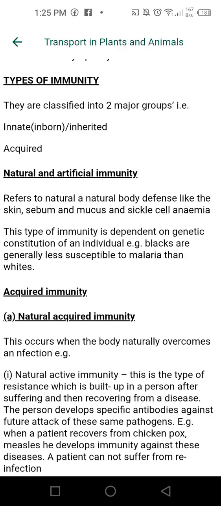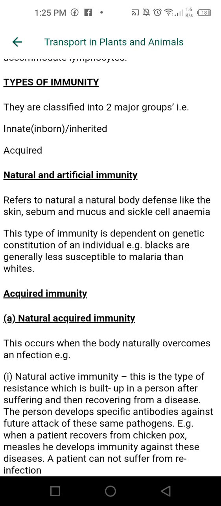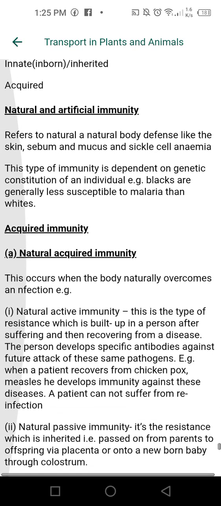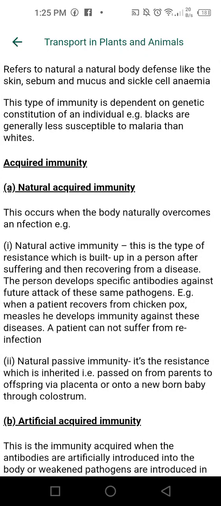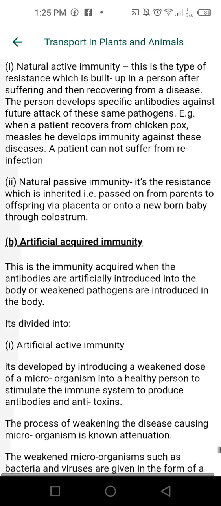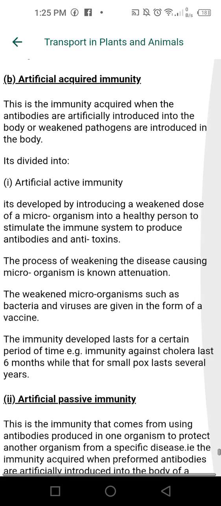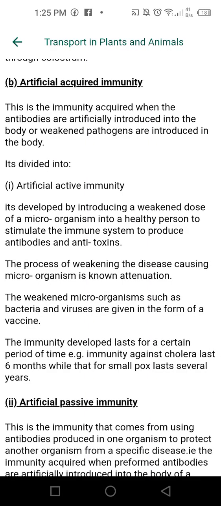Natural passive immunity. It's the resistance which is inherited, i.e. passed on from parents to offspring via the placenta or onto a newborn baby through colostrum. B, artificial acquired immunity. This is the immunity acquired when the antibodies are artificially introduced into the body or weakened pathogens are introduced in the body.